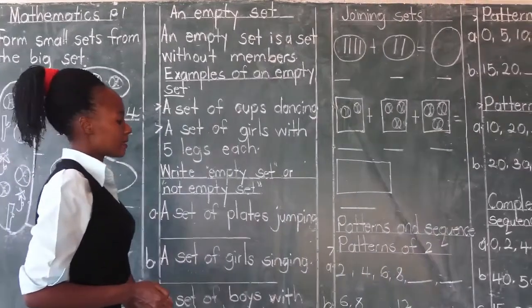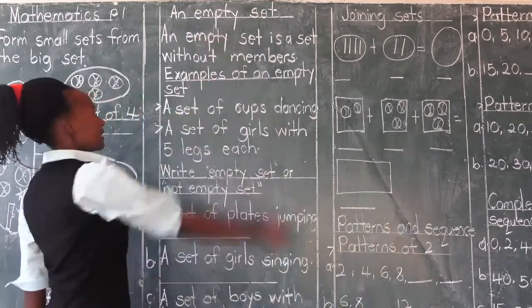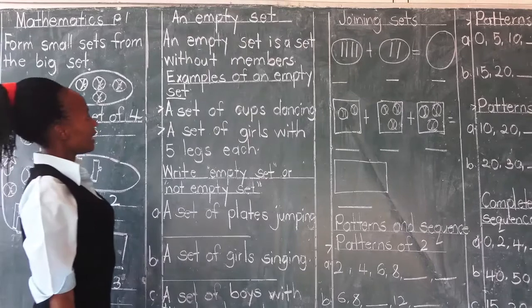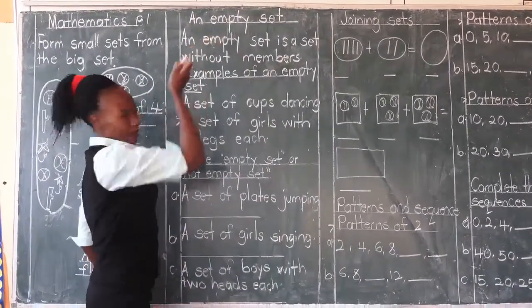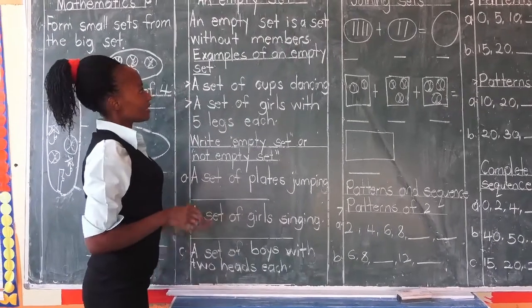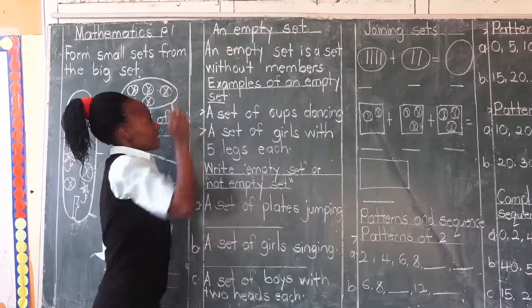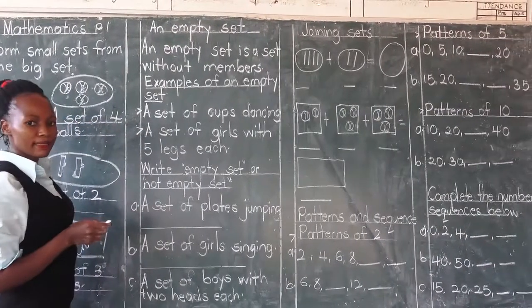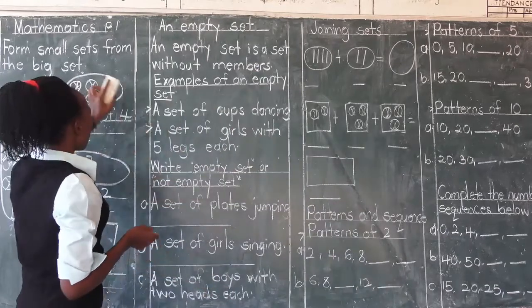Still another set. Let's look at an empty set. What is an empty set? An empty set is a set without members.